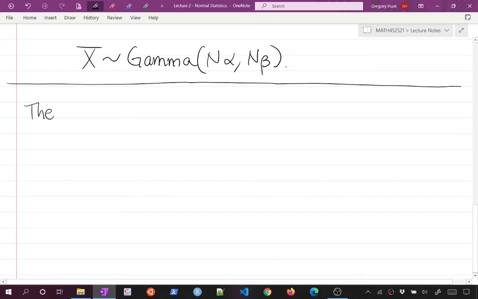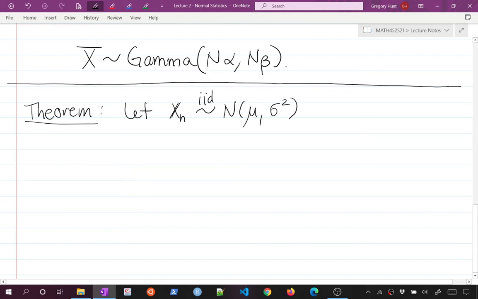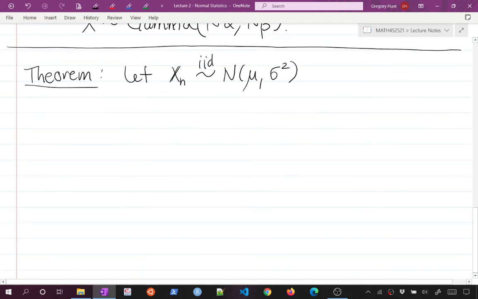So here is the main focus for this lecture. I'm going to state a theorem here. The theorem is going to assume that we have a random sample from some normal(mu, sigma squared) distribution. And the statement of the theorem is that 3 things are going to be true. One, what we wrote above is true. X bar is normally distributed with a mean mu and a variance sigma squared over n.